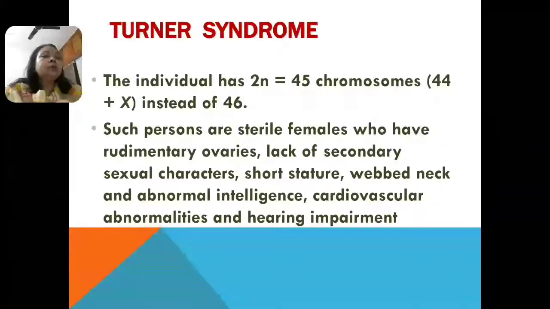Such persons are sterile females who have rudimentary ovaries. Means ovaries are there but non-functional. Lack of secondary sexual characters, short stature, web neck, and abnormal intelligence. There may be some cardiovascular abnormalities and hearing impairment is found. Such persons are sterile females.